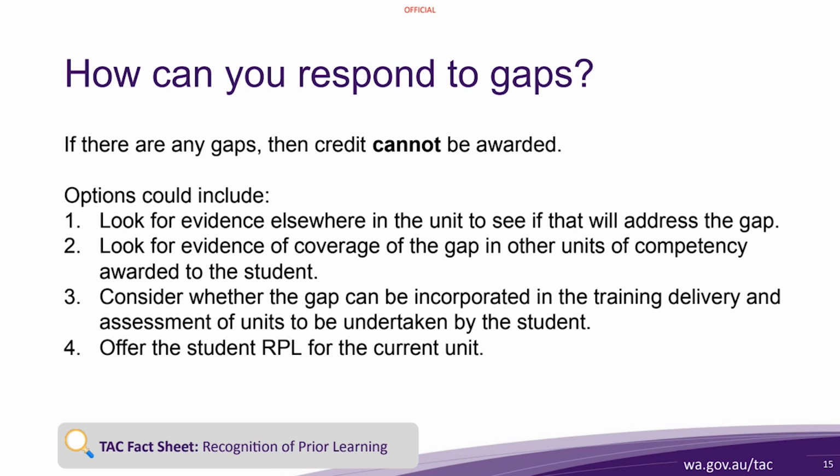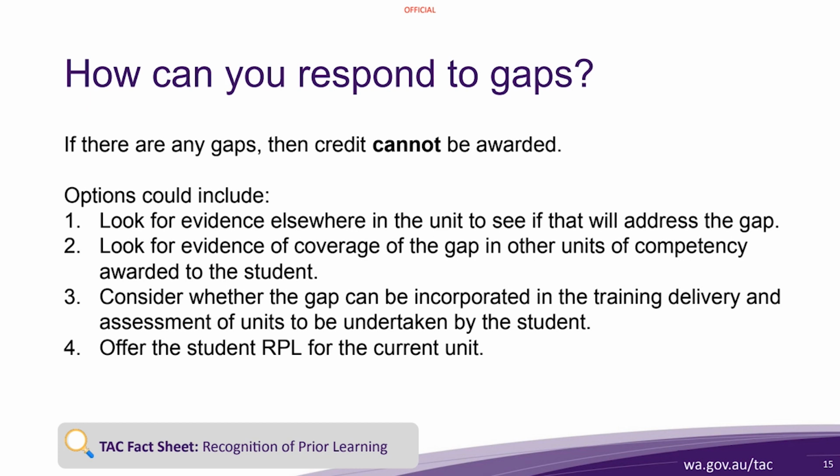On the other hand, if the performance criterion has gone and now become knowledge, then you would say, well, that is a significant shift because what they're doing with that quality, that aspect of competency is now quite different. So you can look elsewhere in the unit of competency to see if the gap is addressed in another way.